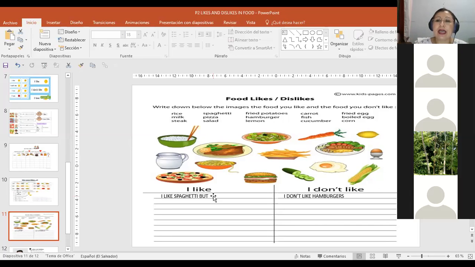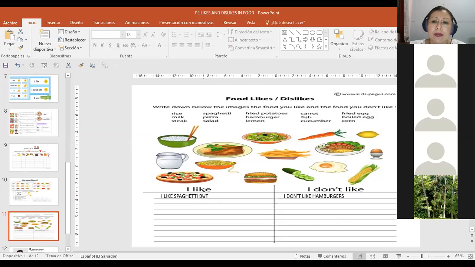Cuando decimos que algo nos gusta, pero otra cosa no nos gusta, usualmente utilizamos la palabra but, que significa pero, ¿verdad? Pero. Más que una preposición, es una join word, una palabra que une una cosa con la otra y que separa, digamos, una primera opinión de una segunda, ¿verdad?